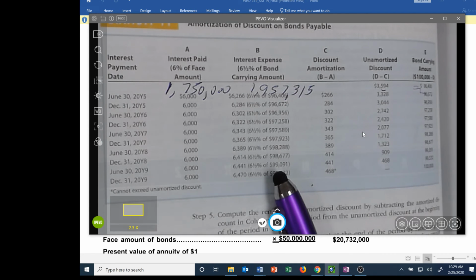So, what columns am I using to make a journal entry? I'm using B, C, and D to make my journal entry. Here's the cash I pay out, here's my real interest expense, here's my discount to be amortized. Now, if this were a straight line method, these numbers would all be the same. They'd all be the same, wouldn't they? But it's not the straight line method. Amortization, whereas you don't take interest on interest.